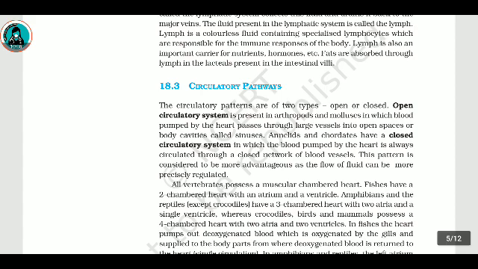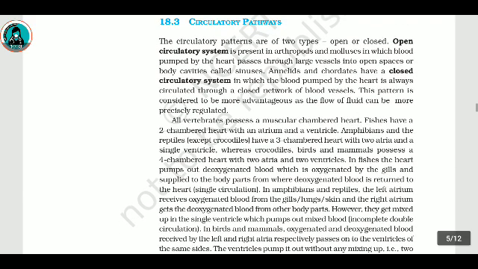All vertebrates possess a muscular chambered heart. Fishes have a two-chambered heart with an atrium and a ventricle. Amphibians and the reptiles except crocodiles have a three-chambered heart with two atria and a single ventricle, whereas crocodiles, birds and mammals possess a four-chambered heart with two atria and two ventricles. In fishes, the heart pumps out deoxygenated blood, which is oxygenated by the gills and supplied to the body parts, from where deoxygenated blood is returned to the heart.